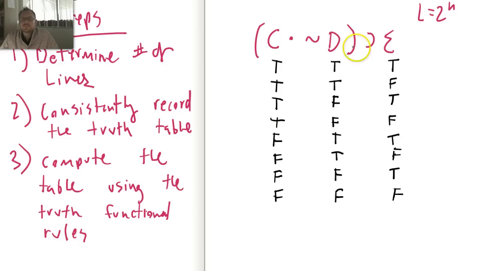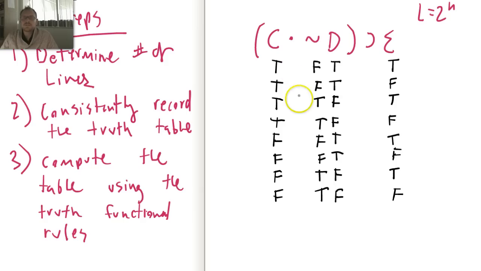Okay, so where do I start from here? What's the first operator I should start with? I hope you see it. I should start with the negation here. Always start with the negation because the negation only depends on one thing. A negation in the parentheses. So I start with what's in the parentheses, start with the negation. What's the rule for negation? Well, if this is true, this is going to be false, false, true, true, false, false, true, true.